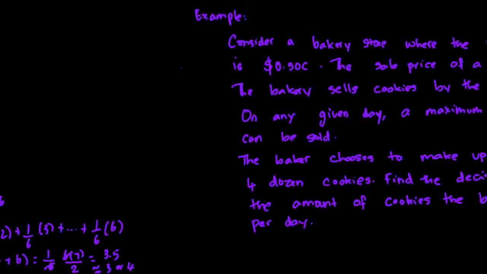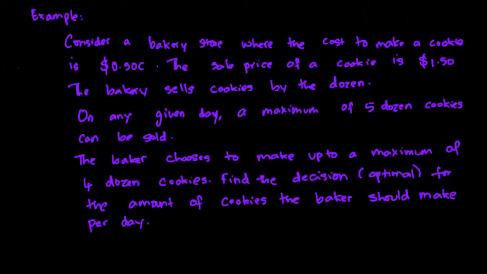So I'm going to use the same example that I used in the previous videos. It's the bakery example, where the cost to make a cookie is 50 cents and the sale price of a cookie is $1.50, and the bakery only makes a dozen cookies at a time, and it plans to sell a dozen cookies and so forth. On any given day, a maximum of 5 dozen cookies can be sold, and the baker chooses to make up to a maximum of 4 dozen cookies.